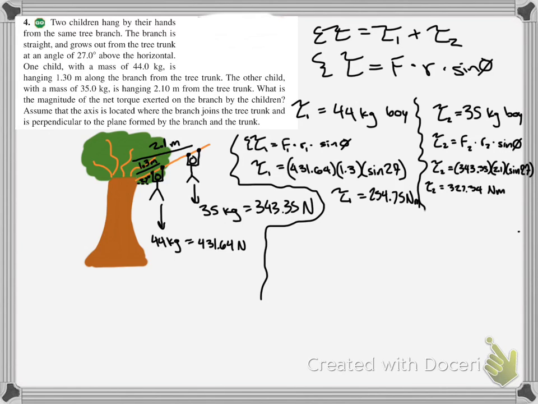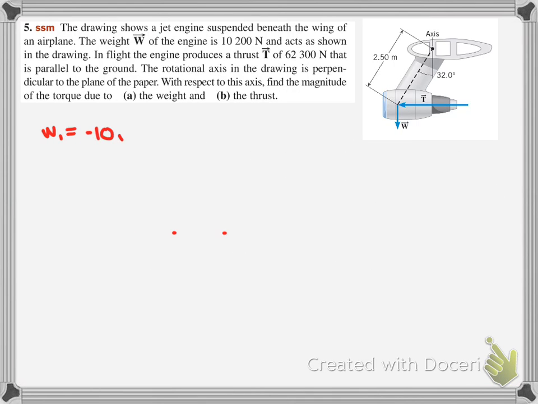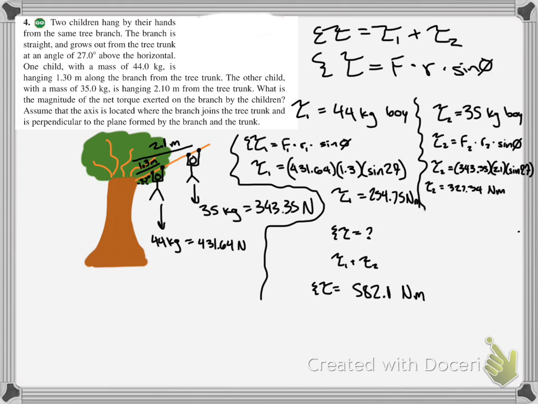Now, net torque is torque 1 plus torque 2. So then you just add those two big numbers and your torque is 582.1 Newton meters. Sorry about that transition again. There you go. That's the answer. Alright.